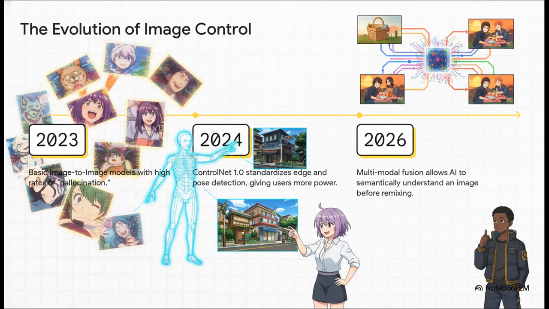This technology didn't just pop up overnight. The progress has been insanely fast. I mean, think back to just 2023. We were stuck with those basic, super unpredictable models. Then, bam, 2024 rolls around, and a technology called ControlNet becomes the standard, letting us pull out poses and edges and really take charge. And looking ahead to 2026, we're talking about AI that can actually understand the content of an image before it even touches it.